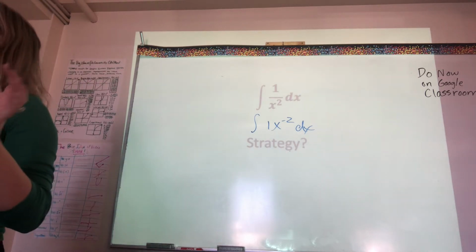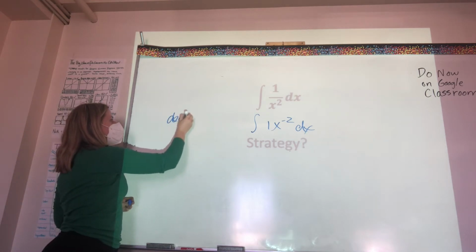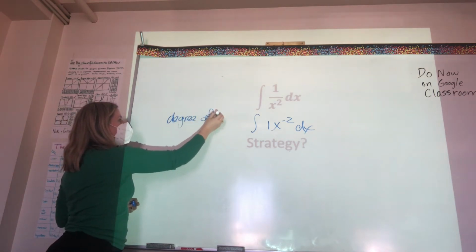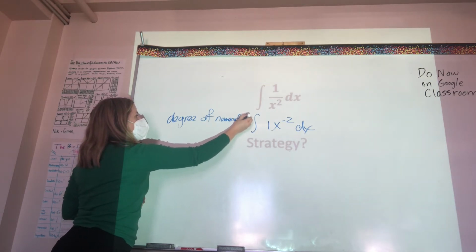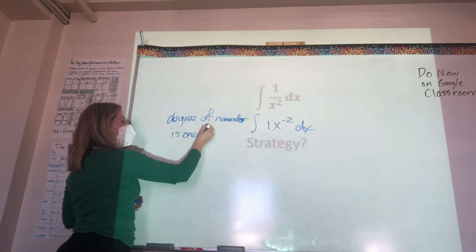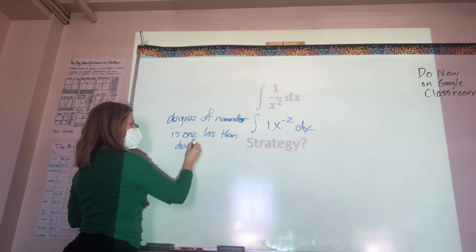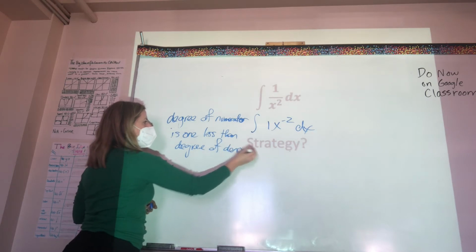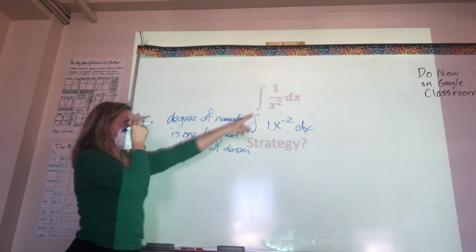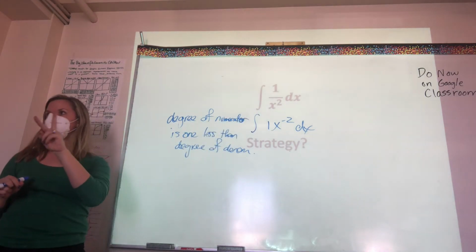Okay, the real term is if the degree of the numerator is 1 less than the degree of the denominator, it's going to be ln. This is really premature that I'm saying this, but this is degree 0, this is degree 2, the difference is 2, so that's not ln.